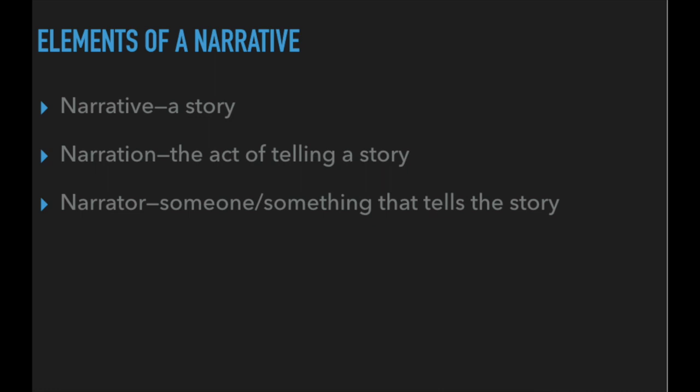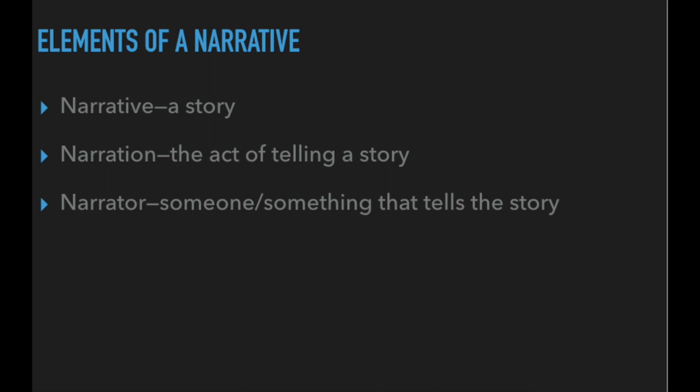Narration is the act of telling the story. The narrator is who or what tells the story, so the narrator delivers the narration. In most films, the camera acts as the primary narrator, but in some cases, we encounter other narrators, such as a third-person narrator, outside the world of the story, or a character within the world of the story.